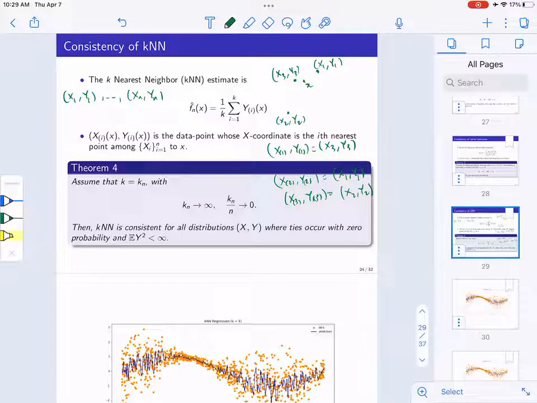It's hard to write down the k-NN formula, but if you agree with this notation, then you can write it like this. It's just 1 over k, summation i from 1 to k, of the y coordinate of the ith data point. So it's like an ordering, but ordering according to x. So the k-NN regression estimator is going to be consistent if k goes to infinity and k over n goes to 0. This is again for variance control. This is, I believe, for bias control. We'll see.